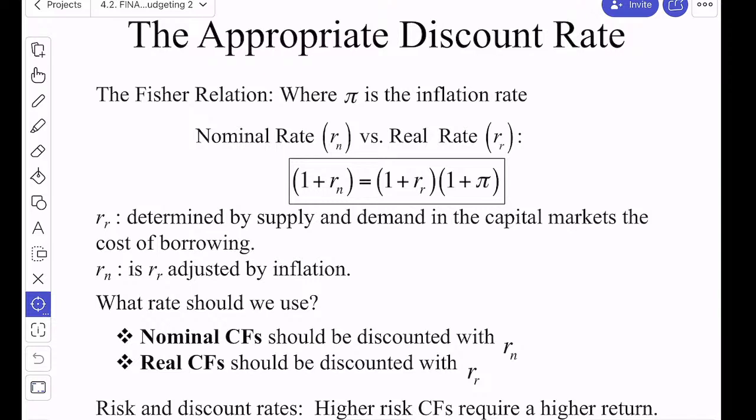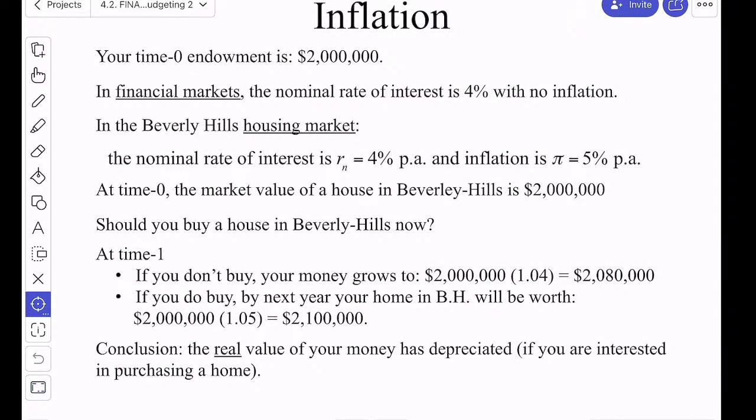And keeping in mind what the discount rate is, it'll be adjusted for higher risk cash flows, so it'll be a higher value. All right, so here's my example. Imagine you start with $2 million and you're looking at investment opportunities. You could invest in financial markets where there's a 4% rate of interest with no inflation. In that case, the nominal and the real rate are the same.